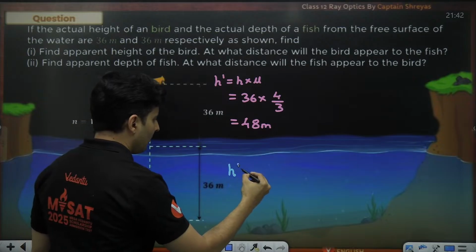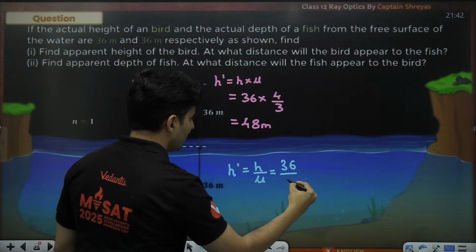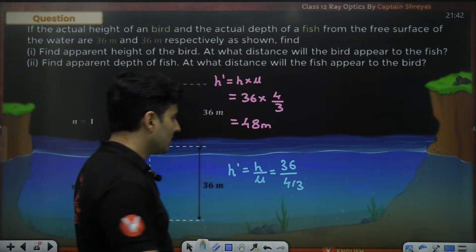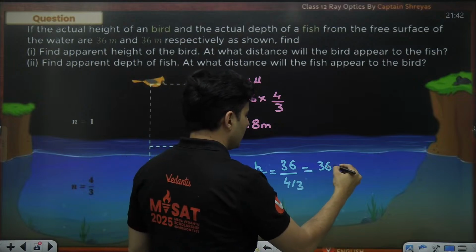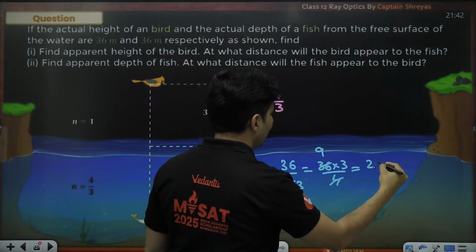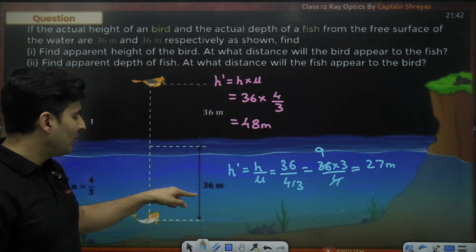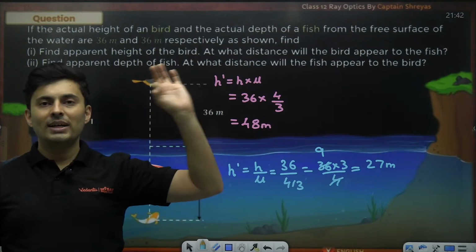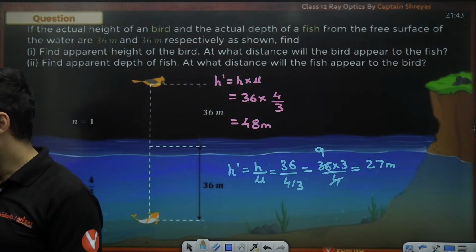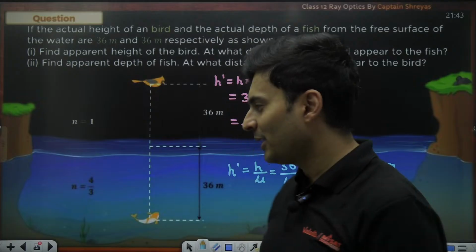Similarly, let's look at this. Apparent depth is actual depth by mu. Actual depth is 36. Mu is again 4 by 3, isn't it? So that's it. Use it. So 36 multiplied by 3 divided by 4. 4 goes into 36 9 times. 9 3s are 27. So 27 meters. So instead of 36 meters deep, the fish will appear only at a distance of 27 meters. Such a colorful question, isn't it? Yeah, loved it, guys. Perfect.